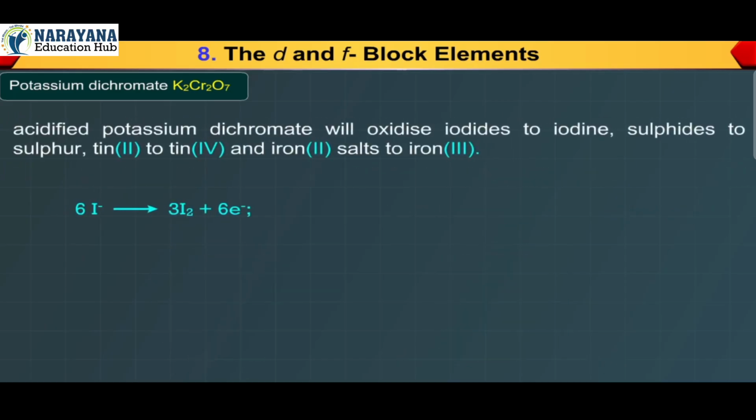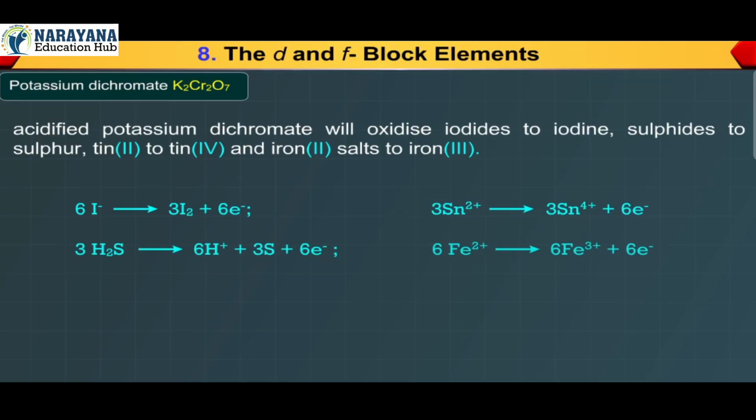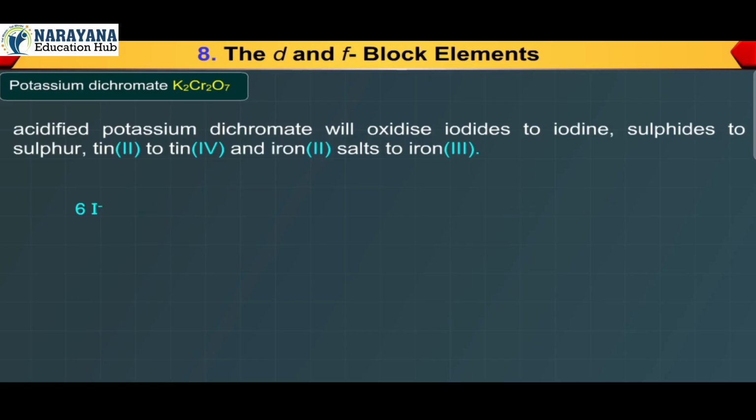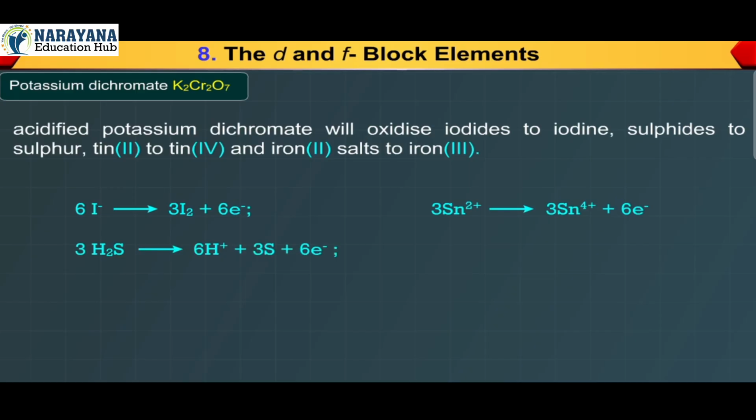Thus, acidified potassium dichromate will oxidize iodides to iodine, sulfides to sulfur, tin(II) to tin(IV) and iron(II) salts to iron(III). The half reactions are noted below. 6I- gives 3I2 + 6e-. 3Sn2+ gives 3Sn4+ + 6e-. 3H2S gives 6H+ + 3S + 6e-. 6Fe2+ gives 6Fe3+ + 6e-.